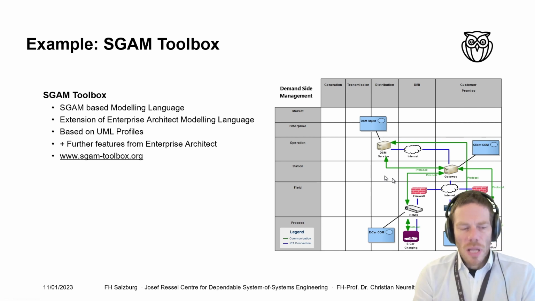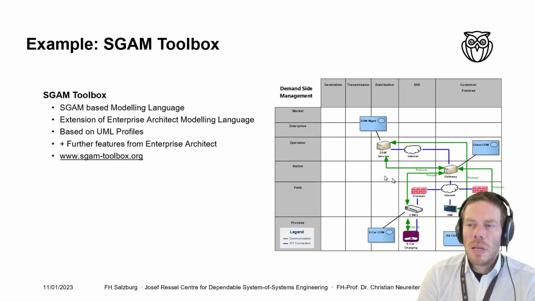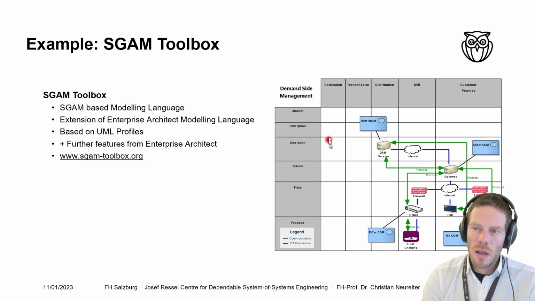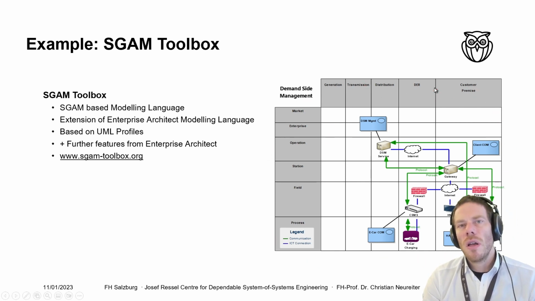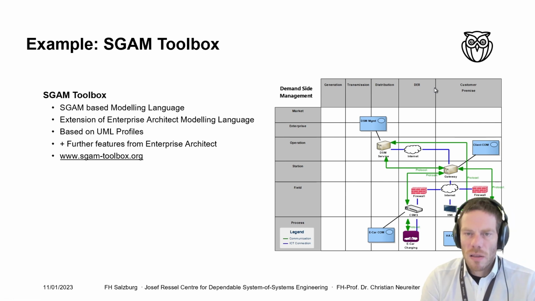So what that means now is that people work with object-oriented models, but what they see is one layer of the SGAM cube. So the artifacts that we create, they are still based on UML, they are still object-oriented, but they appear as something that people already know. And this makes it much more comfortable to involve stakeholders in the project into architecture development.